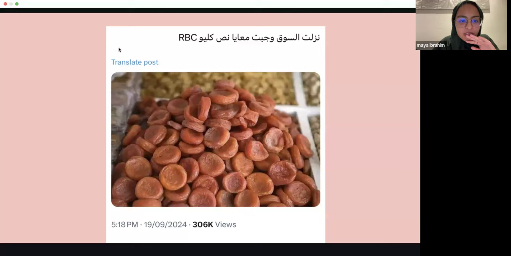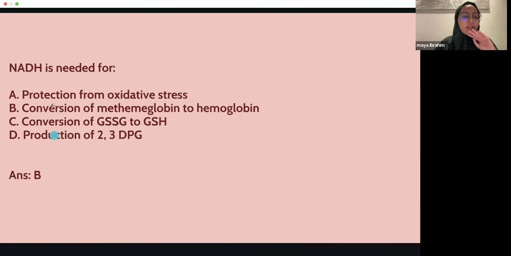Could you please repeat why it's B? Sure. So, as we said, NADH is needed for the conversion of methemoglobin to hemoglobin. NADPH is needed for the conversion of GSSG to GSH. So make sure you guys know the difference between them because they're very confusing.